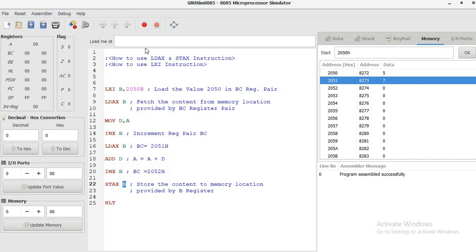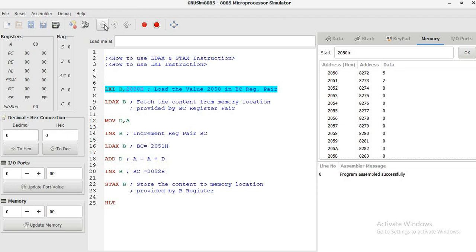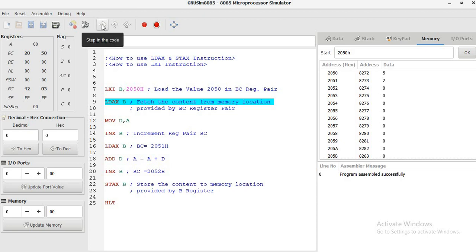I just assembled it. Now let me run the program. The first line is LXI B, 2050H. You can see in BC you get 20 and 50. What is the content available at that location? That is 5. Now you can see 5 is available in the accumulator, and now it is going to be provided to the D register. Now I am again doing INX B, which means the register pair is going to be incremented.